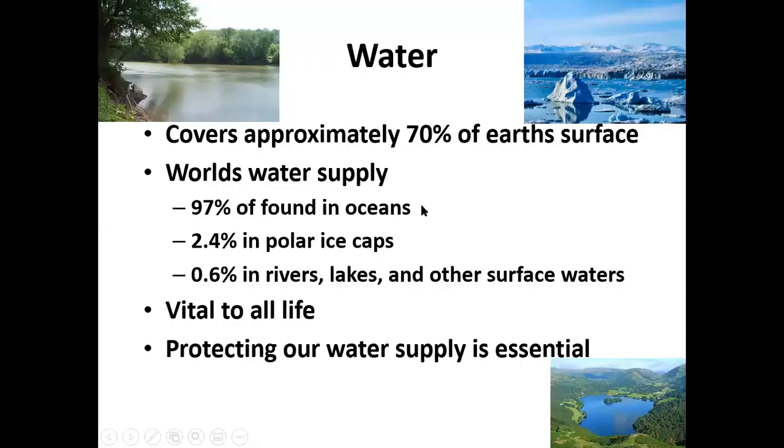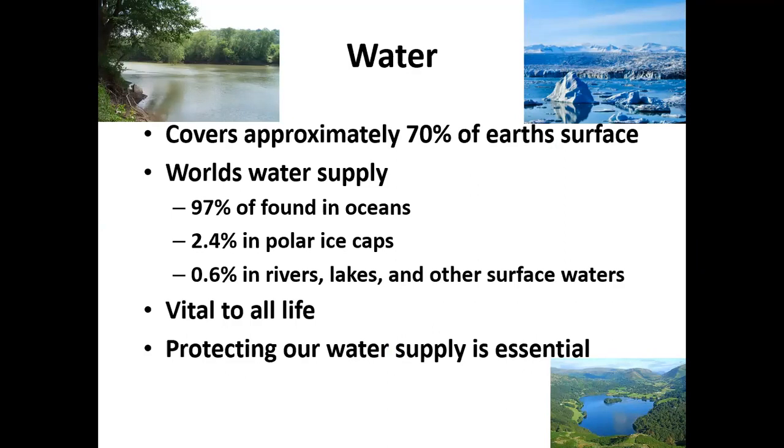So water. Water covers approximately 70% of the Earth's surface, as you may have heard. But of that 70%, 97% of that's down in the oceans. And that's basically salt water, undrinkable. About 2.4% of that is in the polar ice caps. That number may have shrunk since I first made this slide because of global warming or global climate change. But again, undrinkable because it's frozen water.